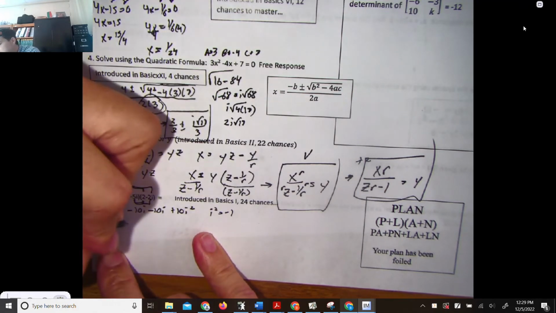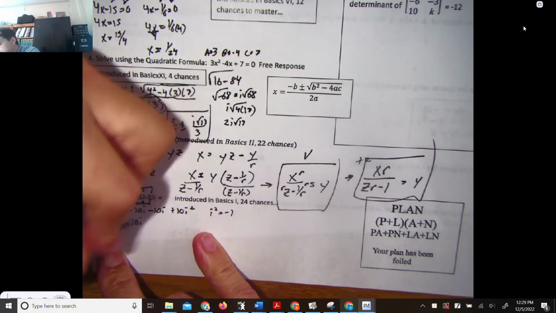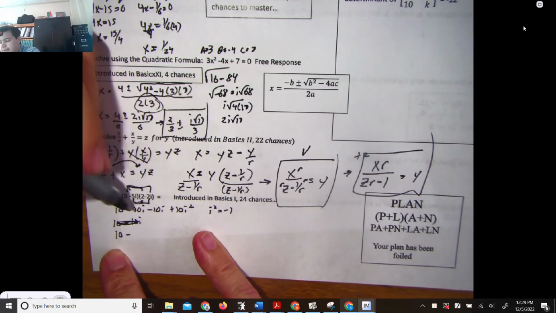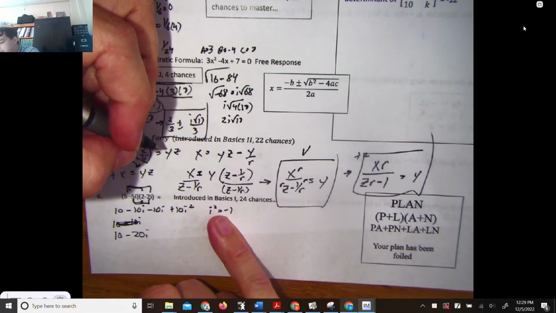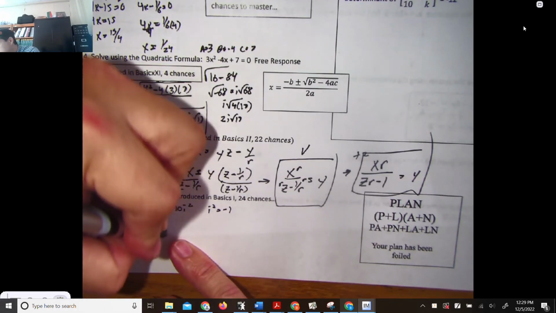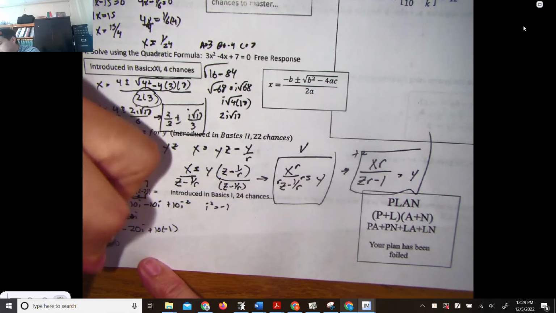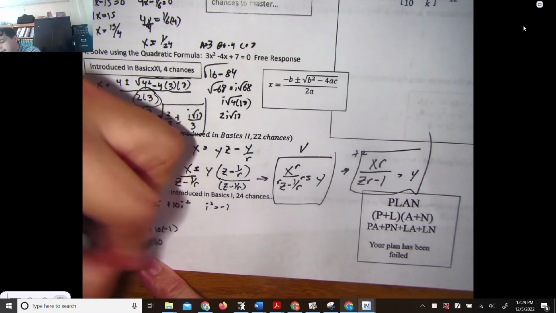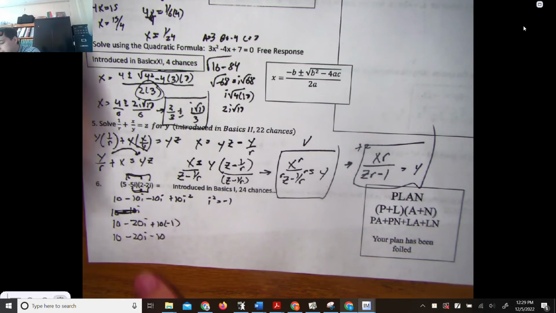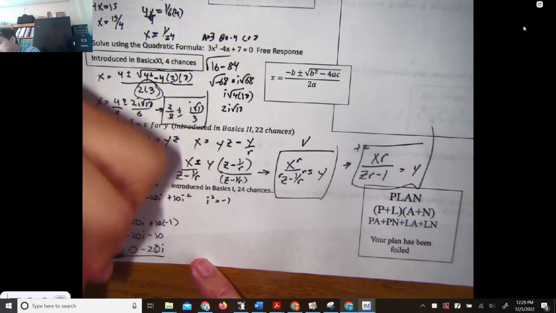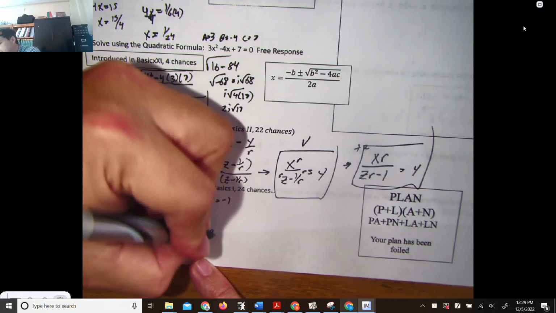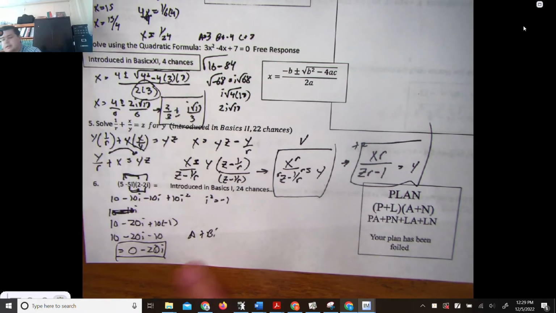So I'm going to show the long way of doing this. A negative 10i and negative 10i makes negative 20i. All right, i squared is negative 1, so plus 10 negative 1s. 10 minus 20i minus 10. The 10s cancel. 0 minus 20i. Because of form, we like this form a plus bi, so we even include the 0. That's 1 through 6.